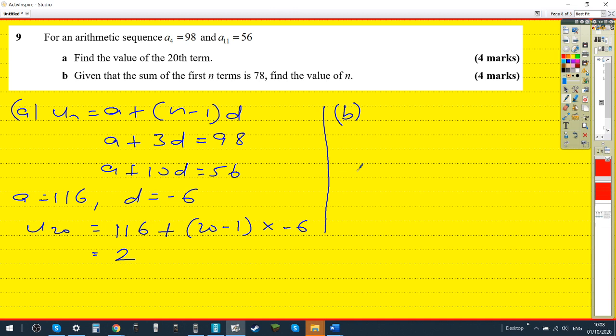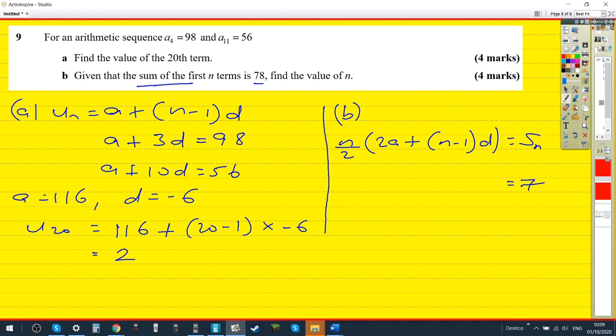So does that mean 116 plus n minus 1 times minus 6 equals 78? No, it's not. A term is 78. The sum. Oh, is that an arithmetic series? And that was n/2 times 2a plus n minus 1 d. Yeah. So am I here doing n equals 78?